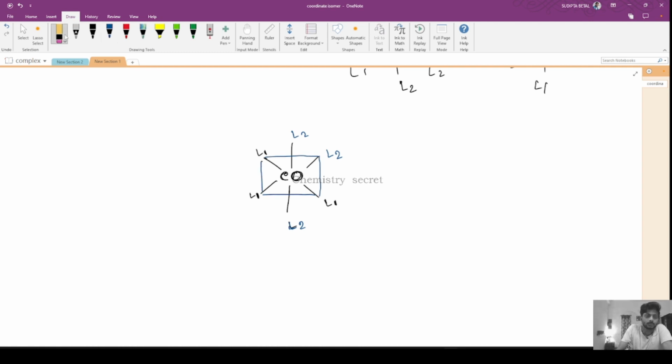Now if we draw properly, this should be on the upside, and this should be on the downside. We can increase the length so that we can cut it properly.